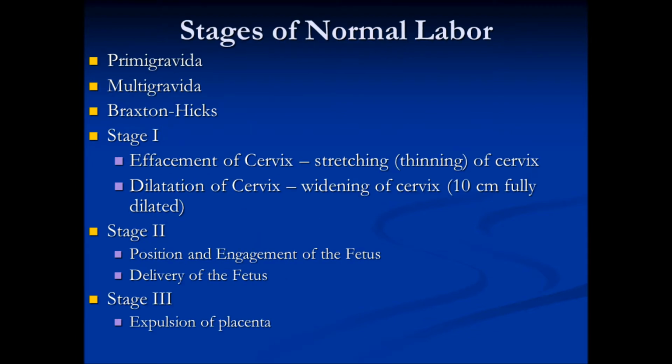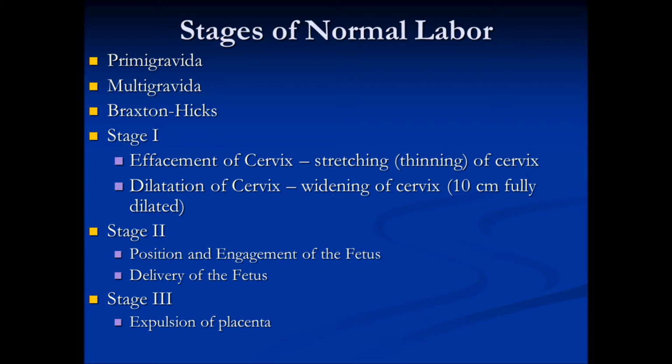There are 3 stages to normal labor, but there are some terms that we need to discuss before we get into the stages. The first term is primigravida. Primigravida is the term used to describe a mother that is in her first pregnancy. And then multigravida means that the mother has been pregnant at some point in time before.